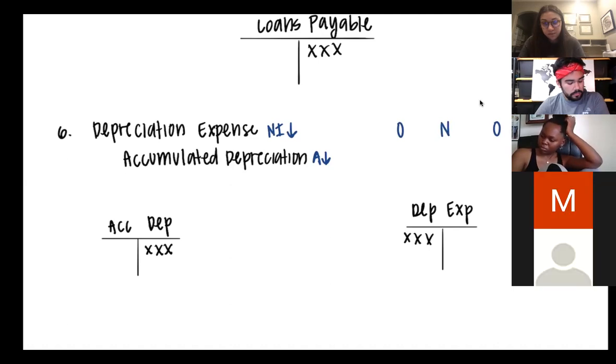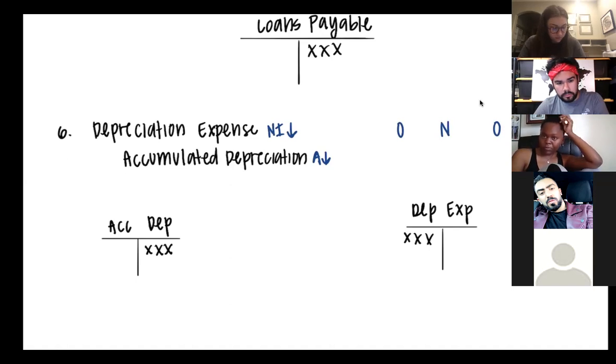Can you explain why the depreciation expense was affecting net income? Yeah, because expenses lower your net income. Okay, thank you. Is the T account for accumulated depreciation correct? Yeah, because accumulated depreciation, you credit it. It has a normal credit balance. It's a contra asset, not an asset.